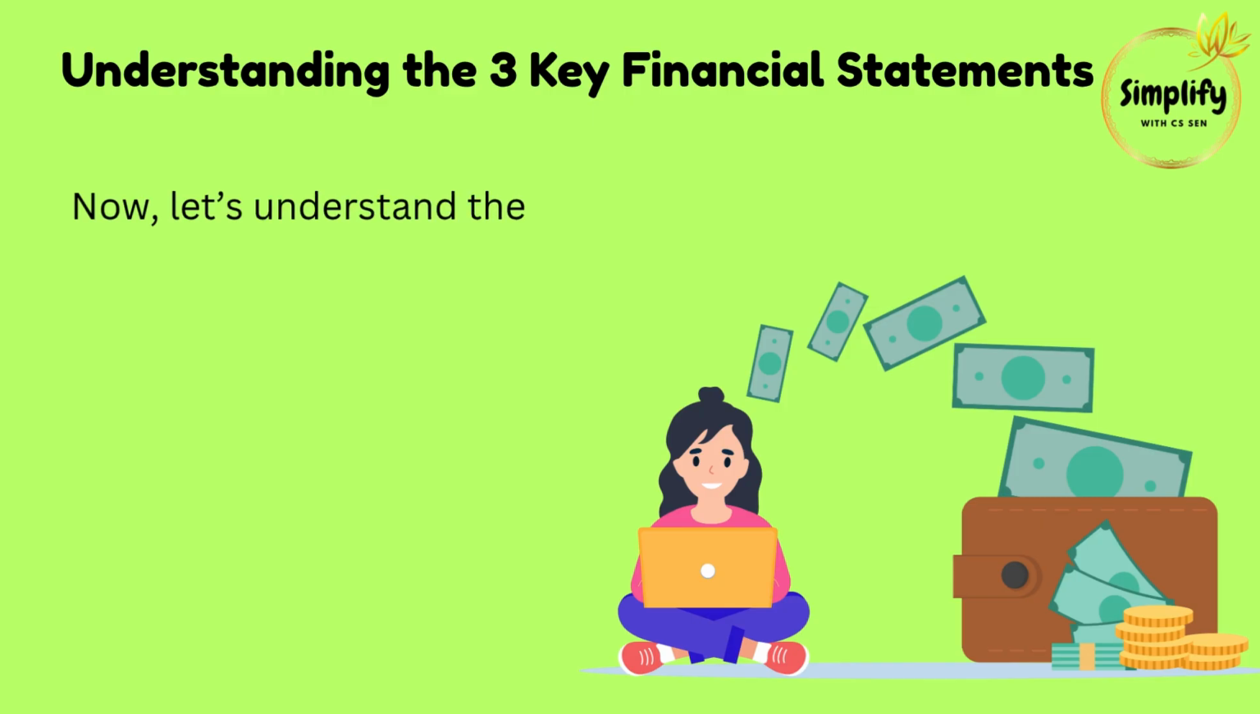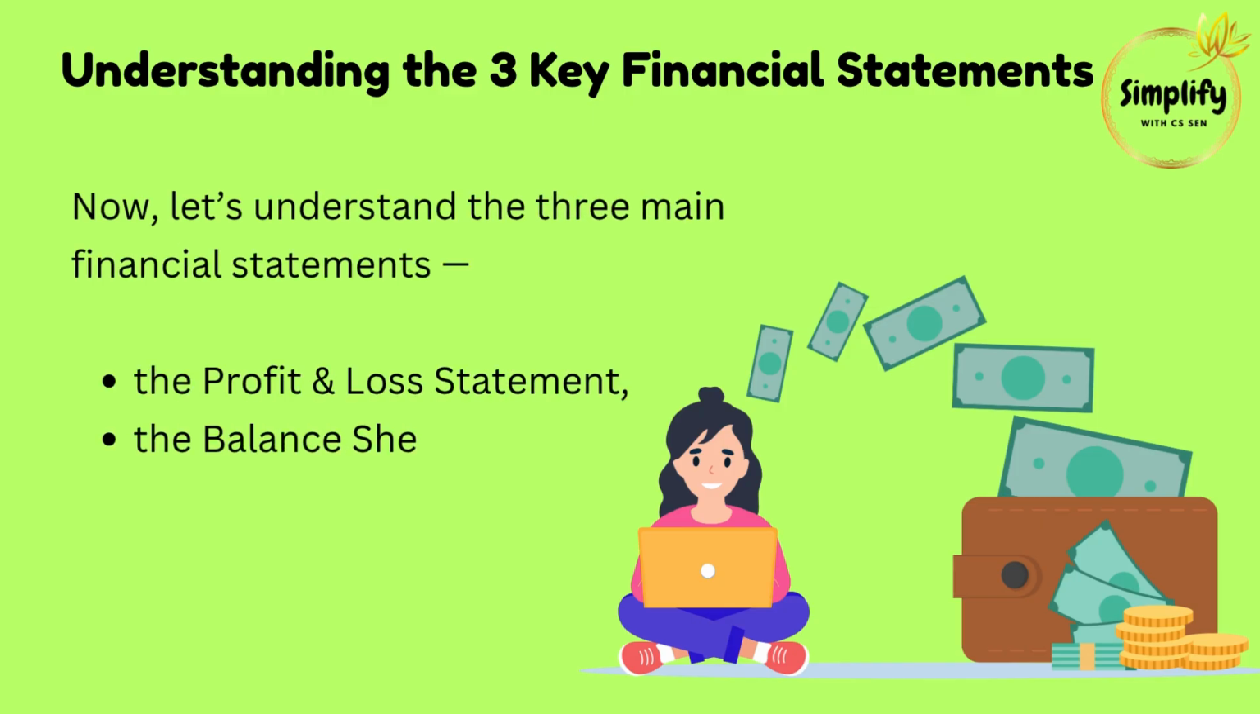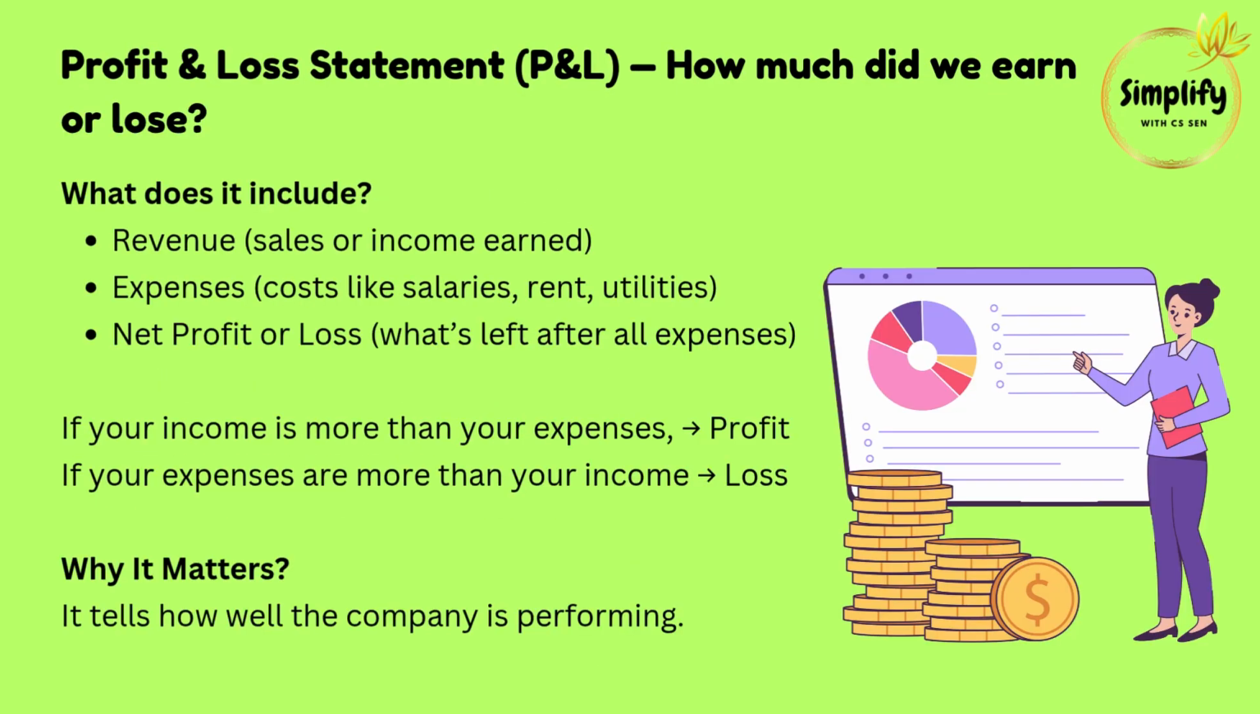Now, let's understand the three main financial statements: the profit and loss statement, the balance sheet, and the cash flow statement. What is a profit and loss statement? It answers the question, how much did we earn or lose? Also called the income statement, this shows a company's revenue, expenses, and profit or loss over a period of time. We can prepare it monthly, quarterly, or yearly.